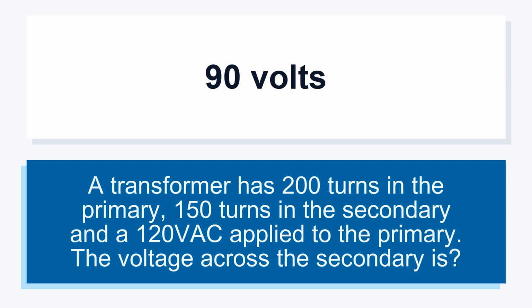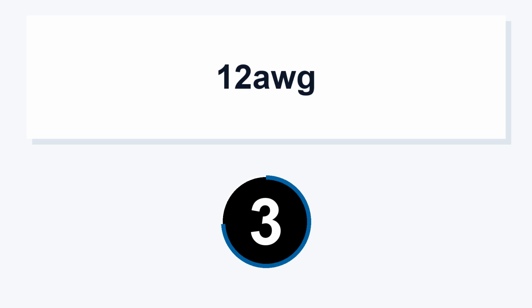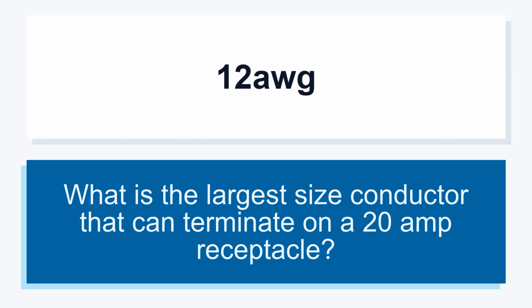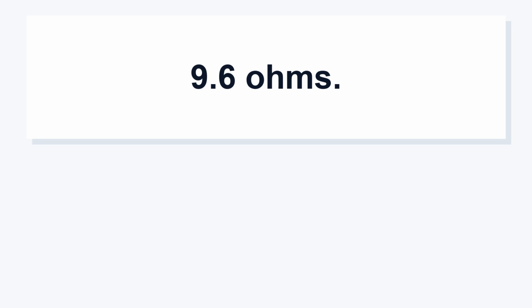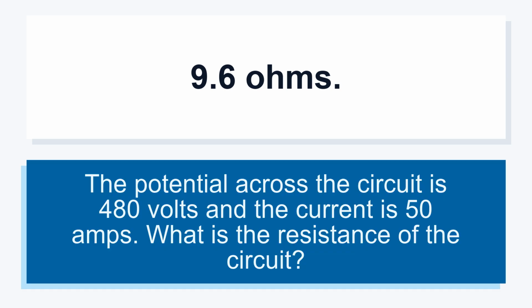A transformer has 200 turns in the primary, 150 turns in the secondary, and 120 VAC applied to the primary. The voltage across the secondary is 90 volts. What is the largest size conductor that can terminate on a 20 amp receptacle? 12 AWG. 9.6 ohms. The potential across the circuit is 480 volts and the current is 50 amps. What is the resistance of the circuit?